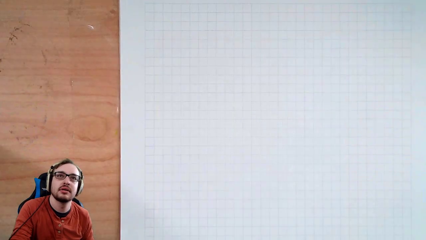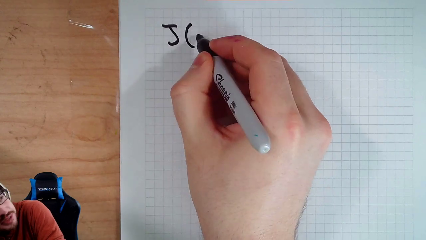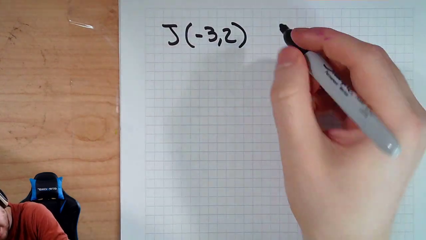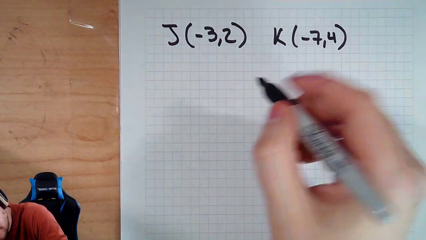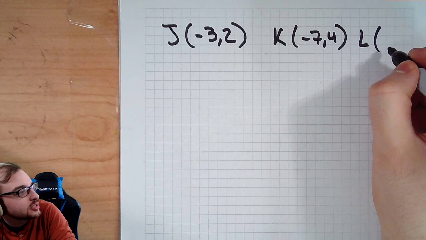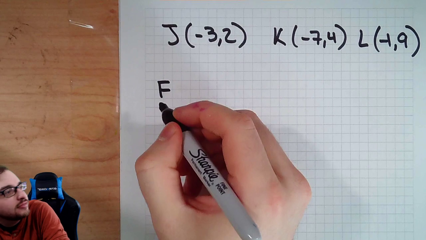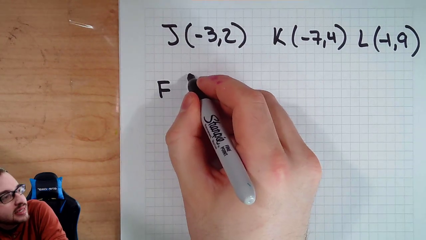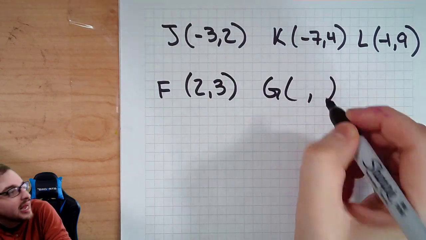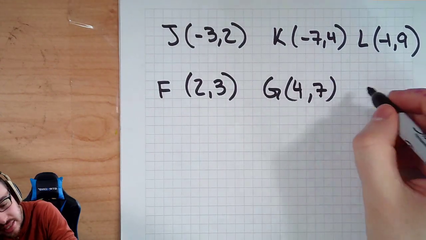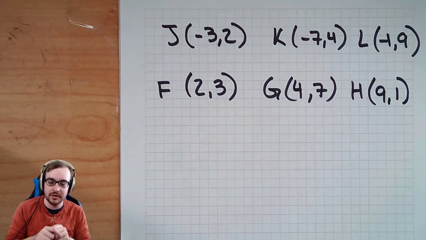So I know that I've got two triangles. I've got triangle JKL. J has a point at negative 3, 2. K is a point at negative 7, 4. And L, which I'll squeeze up here, is going to be at negative 1, 9. I'm just copying down the problem. And then we have a triangle FGH. F is at 2, 3. G is at 4, 7. And H is at 9, 1. And we want to know if these triangles are congruent.